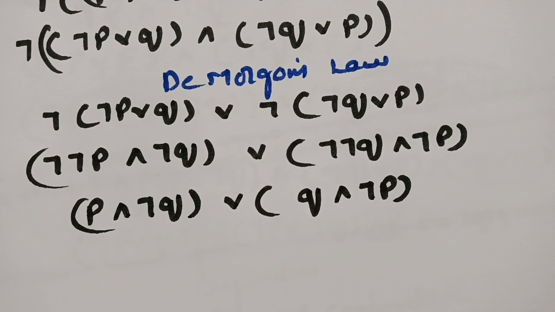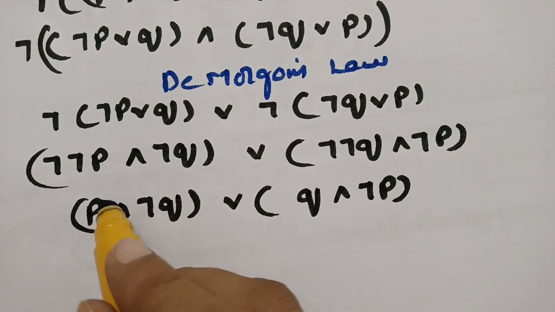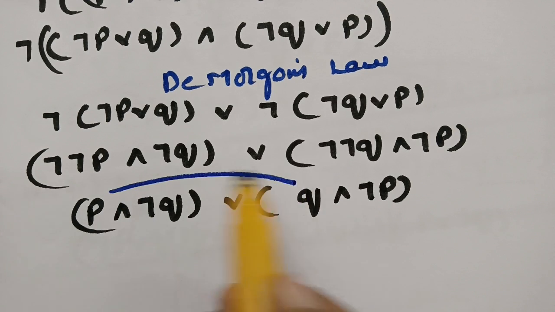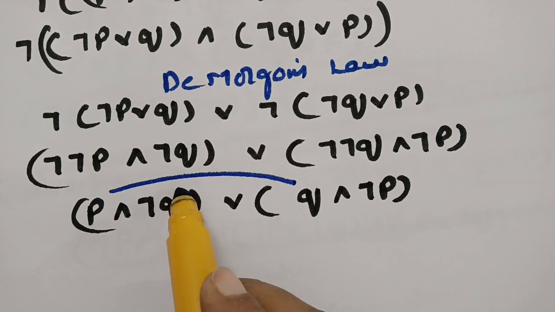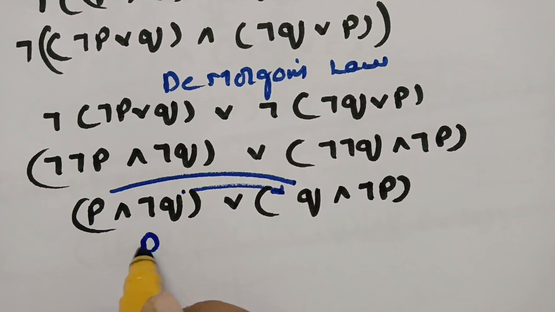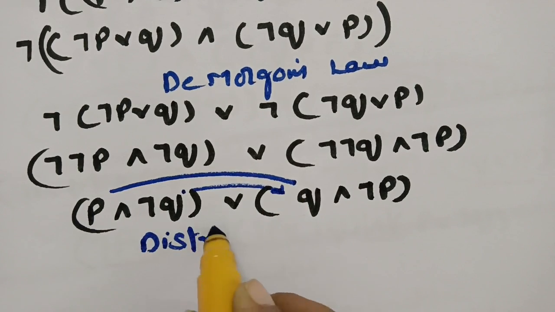So in this, I have to use the distribution law. Here P is distributed to this bracket, and negation Q is also distributed. So I am going to use the distribution law.